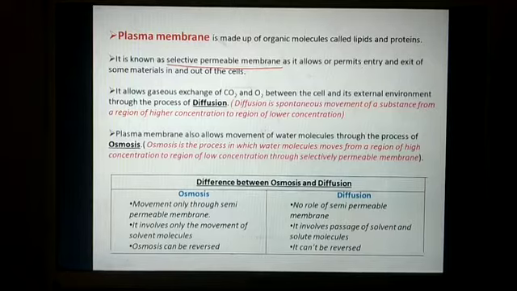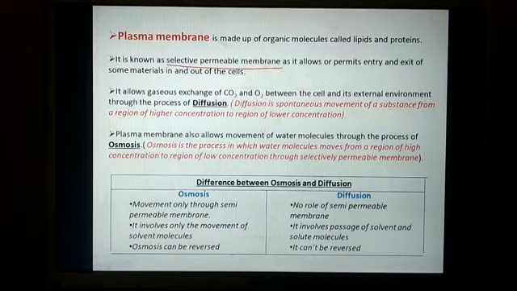Solute is in more amount, solvent is in less amount, but if their concentration is different, they will move. And you cannot reverse diffusion, though osmosis can be reversed. Your RO purifier system is based on this reverse osmosis only.